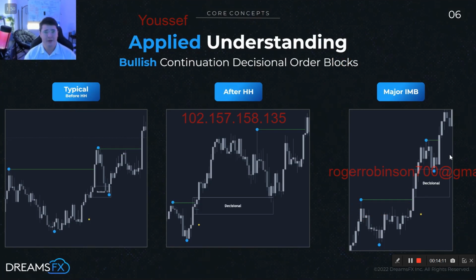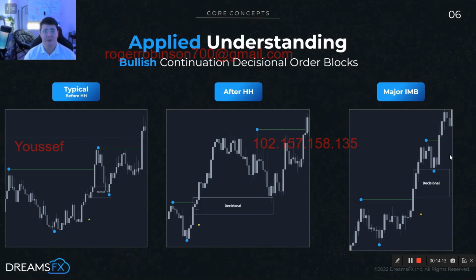So like we talked about, a single candle that might appear as an imbalance or give the illusion of it, it's actually an order block itself. So it's a more complex understanding of decisionals. So we see that we have the first imbalance here. We see that we have our second imbalance here.